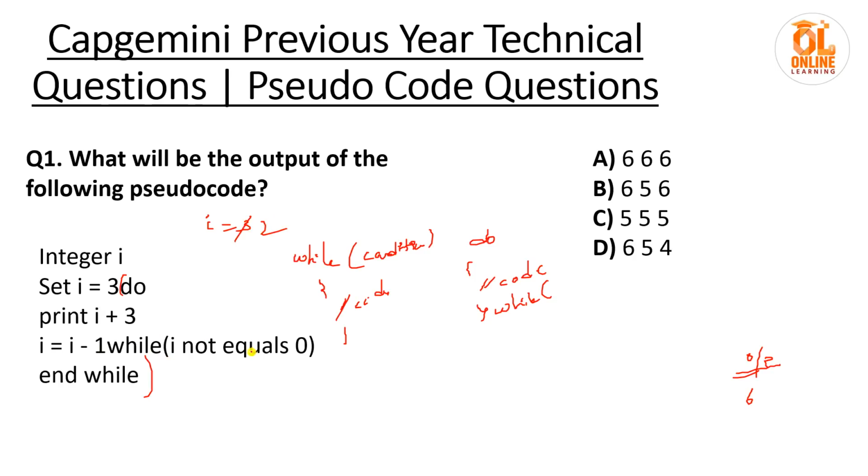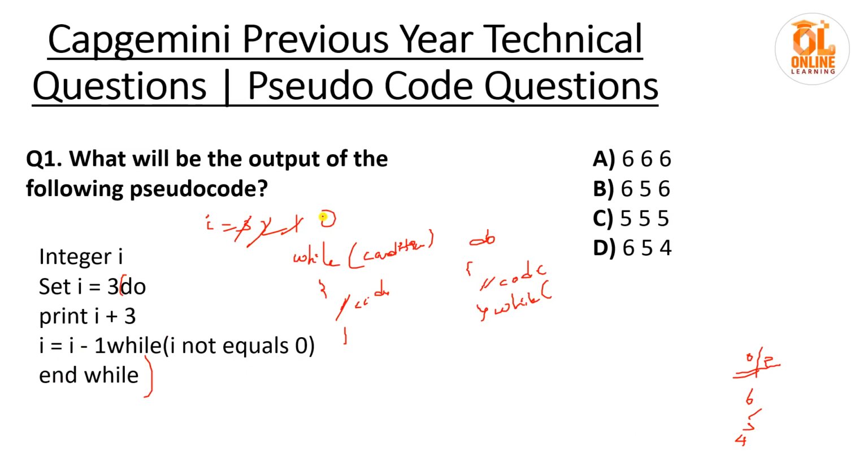Okay. While I not equal 0. Yeah, 2 not equal 0. Again in the loop. Print I plus 3. 2 plus 3 is 5. 5 is printed. Okay. And I equal to I minus 1. 2 became 1. So 1 not equal 0, yes. So again 1 plus 3, 1 plus 3 is 4. Okay. And I equal to I minus 1.